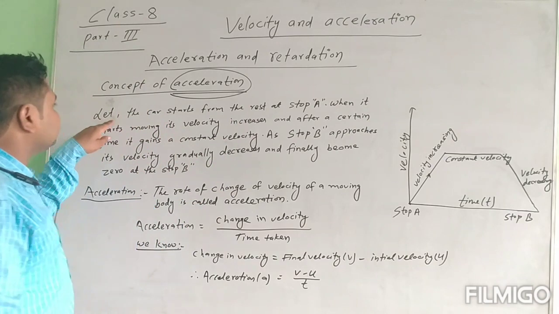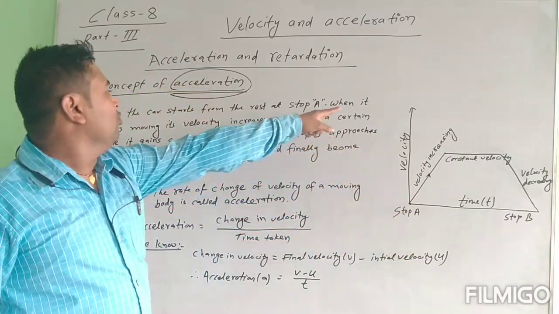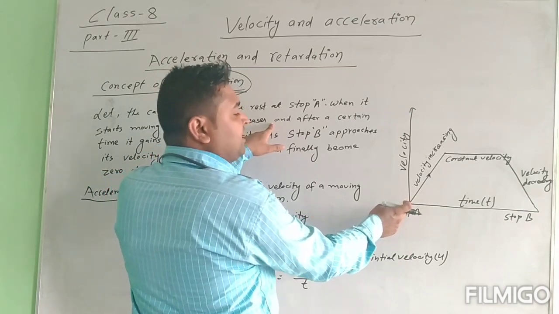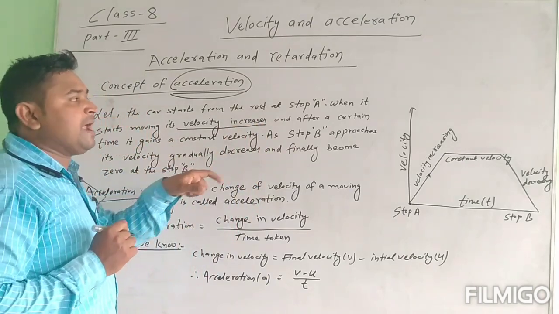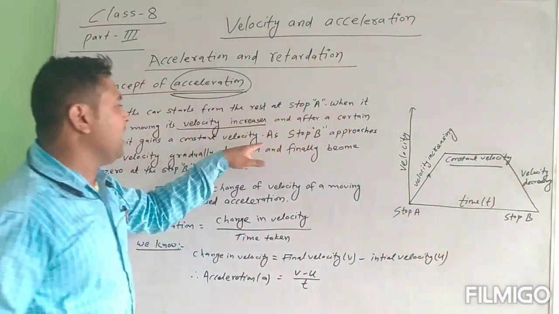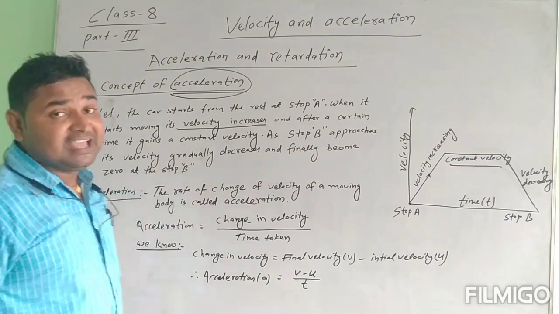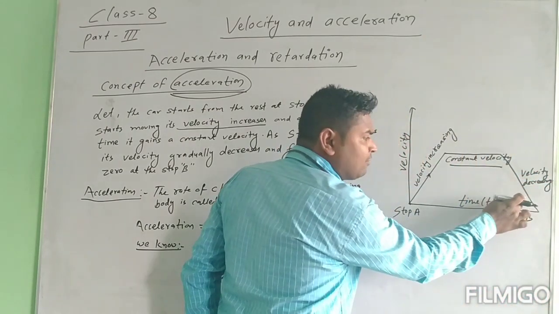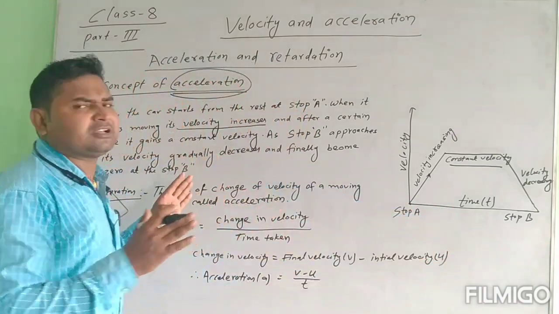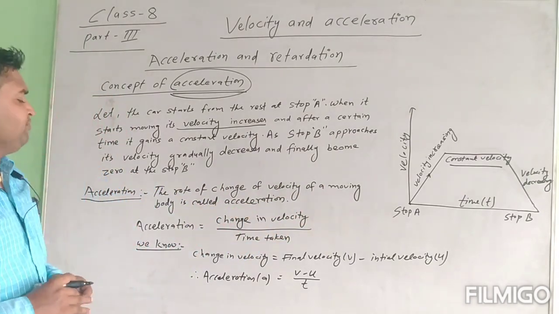Acceleration. So now, once again, let's consider the car starts from rest at stop A. When it starts moving, the velocity will be increasing. And after a certain time, it gains a constant velocity. And as stop B approaches, its velocity gradually decreases and finally becomes zero at stop B. It means after some constant velocity, the car's velocity will be decreasing, and it stops at point B. So this concept gives us what? The rate of change of velocity of a moving body is called acceleration.